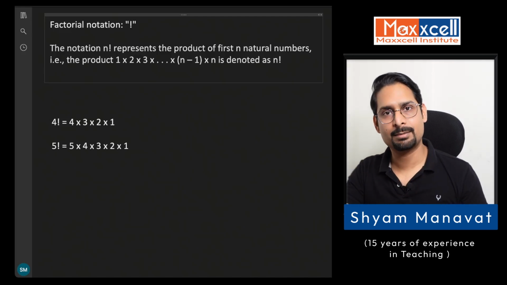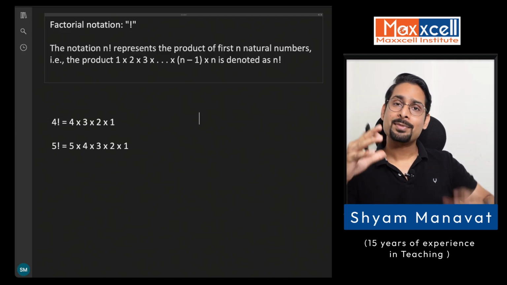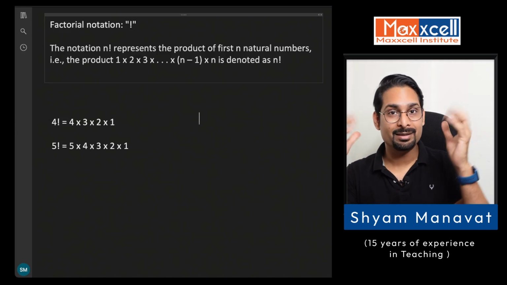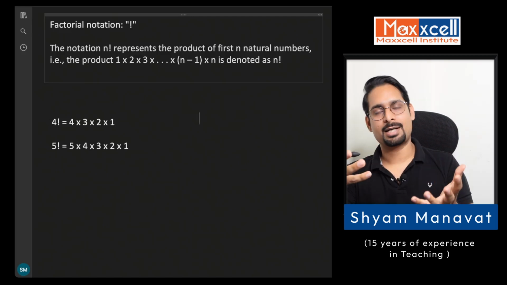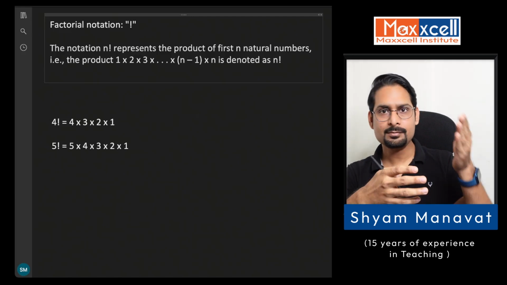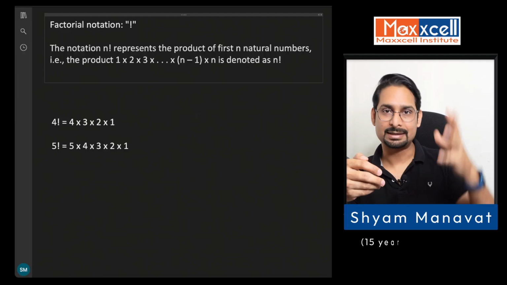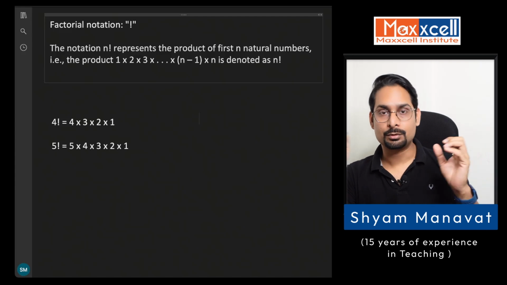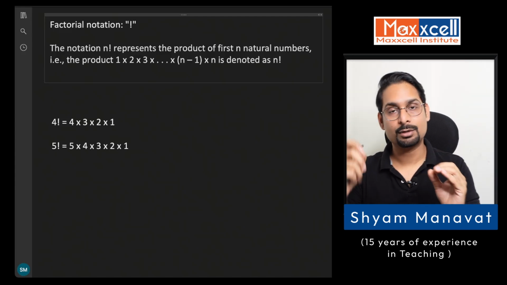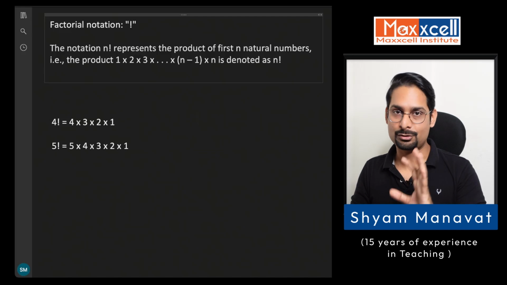I'm sure you must be aware of natural numbers. If not, when I say natural numbers, you should imagine the counting which you studied in school time. So how have we studied counting? 1, 2, 3, 4. So these are natural numbers. Okay. So it starts from 1 and then it goes on. So n factorial means what? The product of the first n natural numbers.